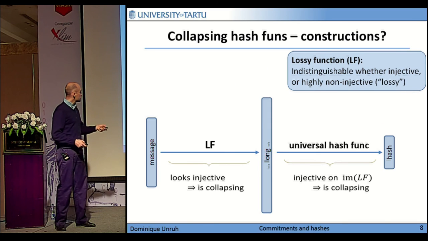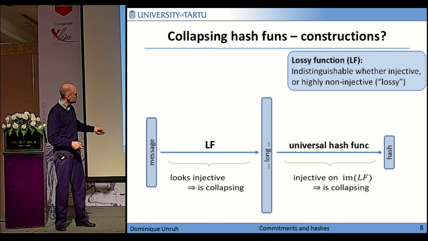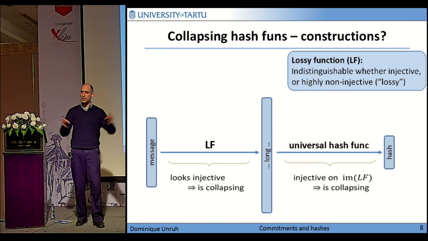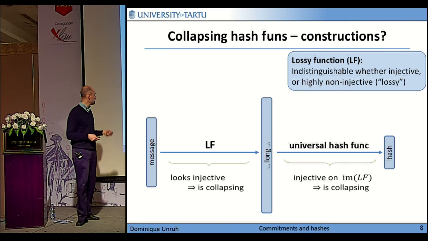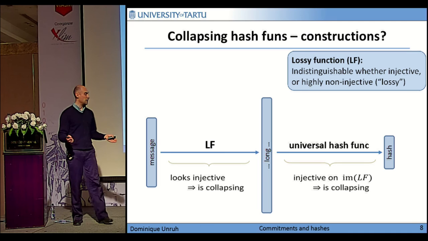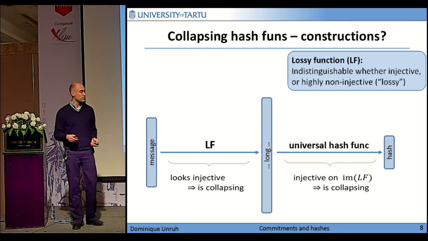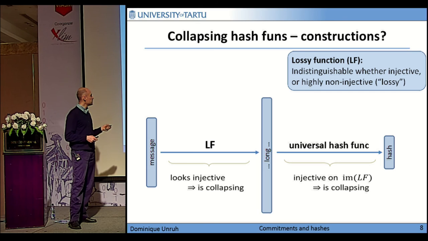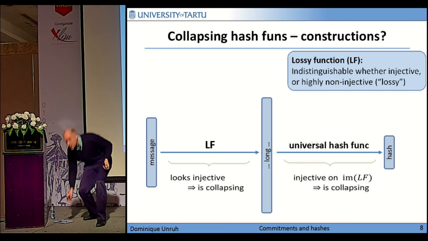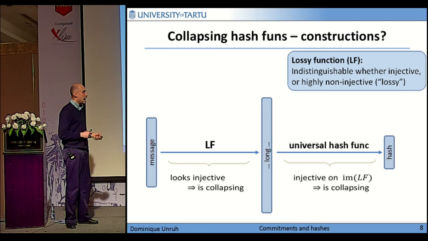So the construction is this one. We take a message, and the size of these blocks represents how many bits the different inputs and outputs are, so that you see where it expands and where it gets smaller. So we take the message and feed it through a lossy function. Now the bit length of the output of a lossy function is considerably longer than what we put in, so it wouldn't be a good hash function. But by definition of a lossy function, it always looks injective. No matter whether we use a lossy parameter or an injective parameter, it will always look like an injective function.